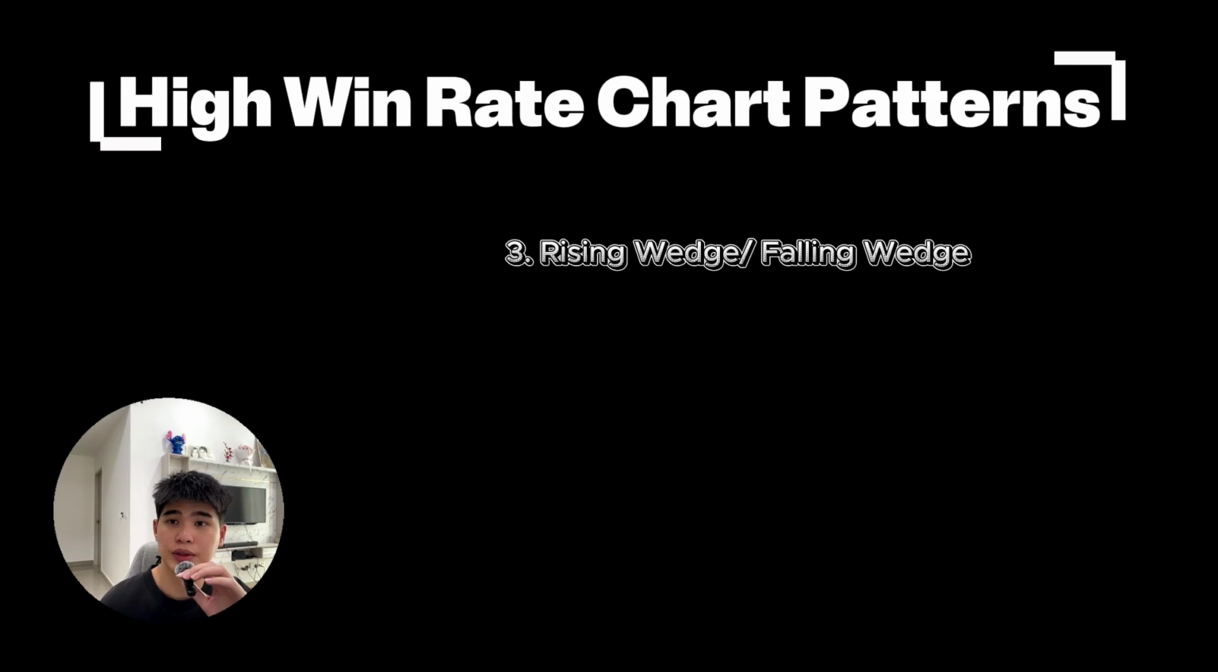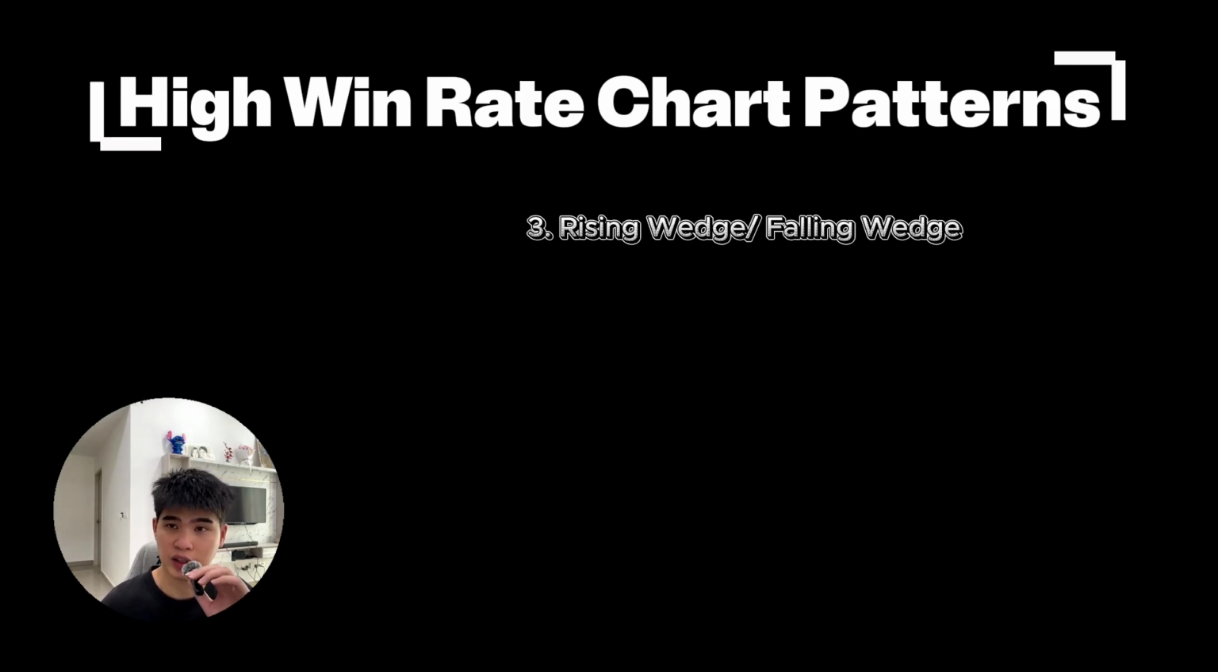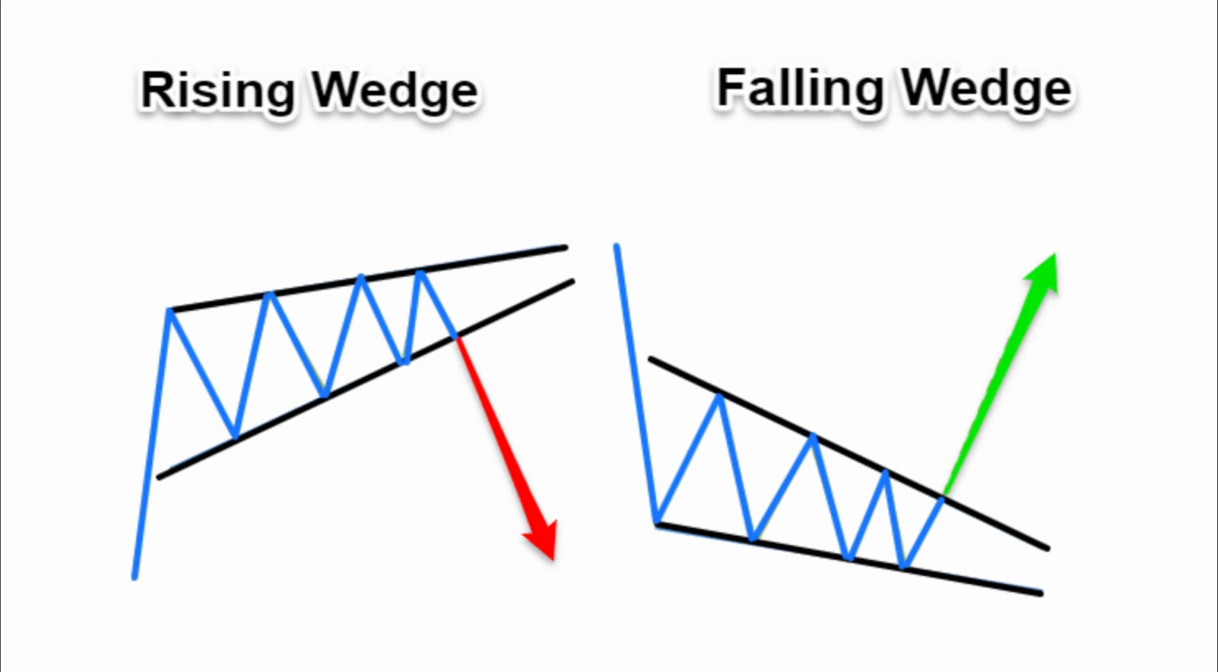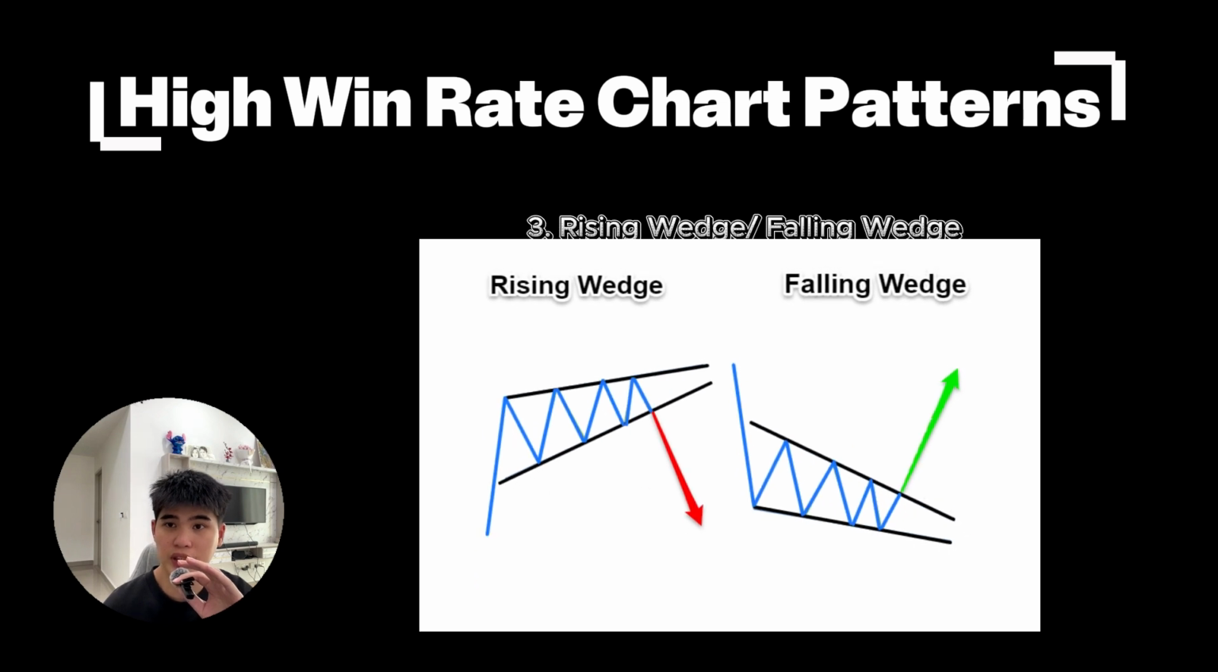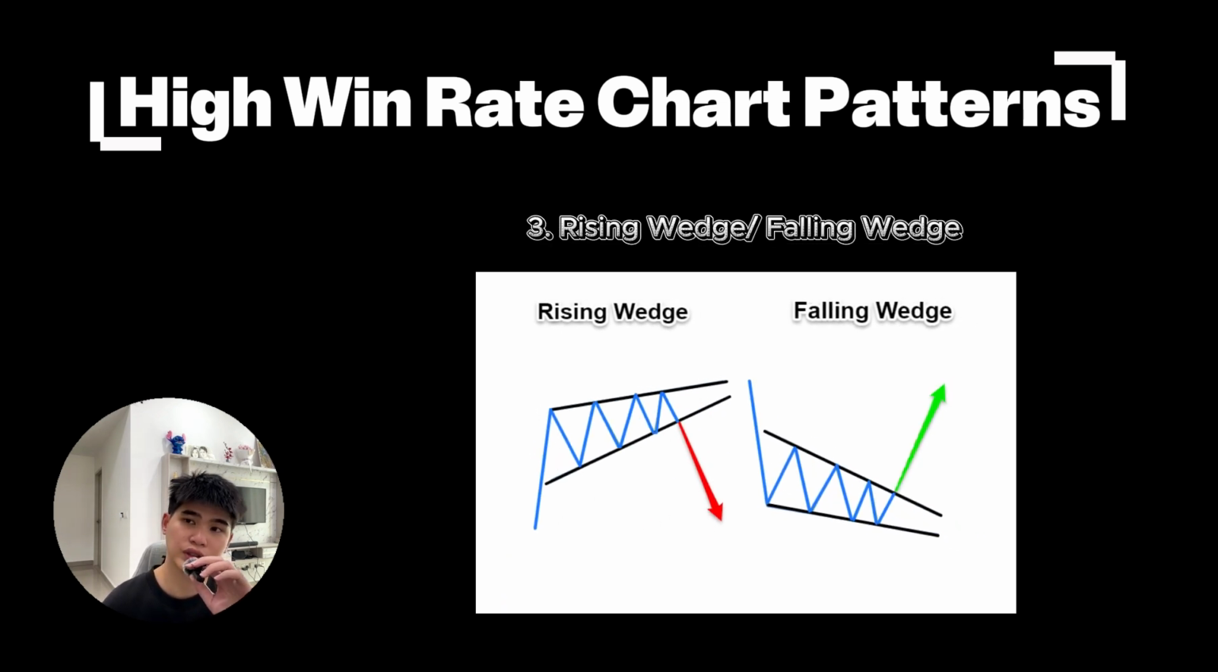Number three, we have the rising wedge and falling wedge, and it basically looks like this. A very easy way to remember this: rising wedge, we are looking for a sell. Falling wedge, we are looking for a buy. Whenever you see a rising wedge happening, what we are paying attention to is the line at the bottom, waiting for it to break. When it's broken, we go for a sell. For a falling wedge, we pay attention to the line on top, and once the line has broken, we go for a buy.